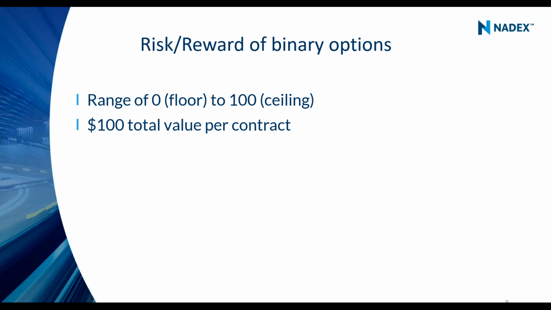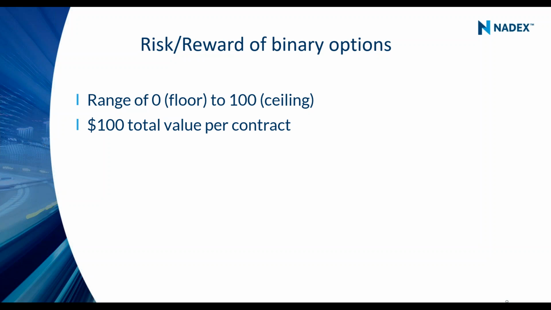Now, I mentioned that a binary option trades between 0 and 100, and we mentioned that that can be thought of as the probability of the event being true at that moment in time. When it comes to settlement, a binary option is going to go to 0 or 100, and that will also be the dollars that you're trading. So we made it easy.